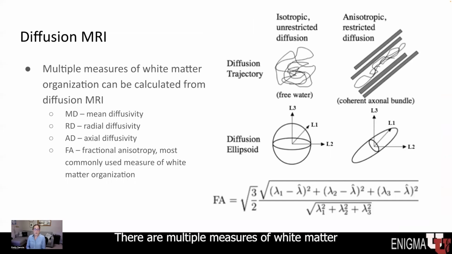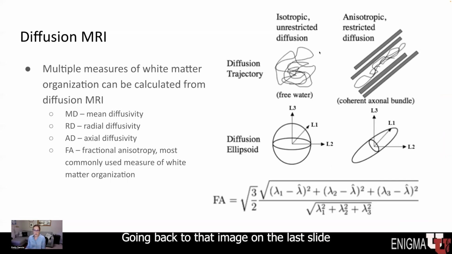So there are multiple measures of white matter organization that can be calculated from diffusion MRI. The one that we use most often is fractional anisotropy, or FA. It's calculated using this equation, which you do not have to memorize. Just know that it is expressing the degree to which water is diffusing along the axon rather than across it.